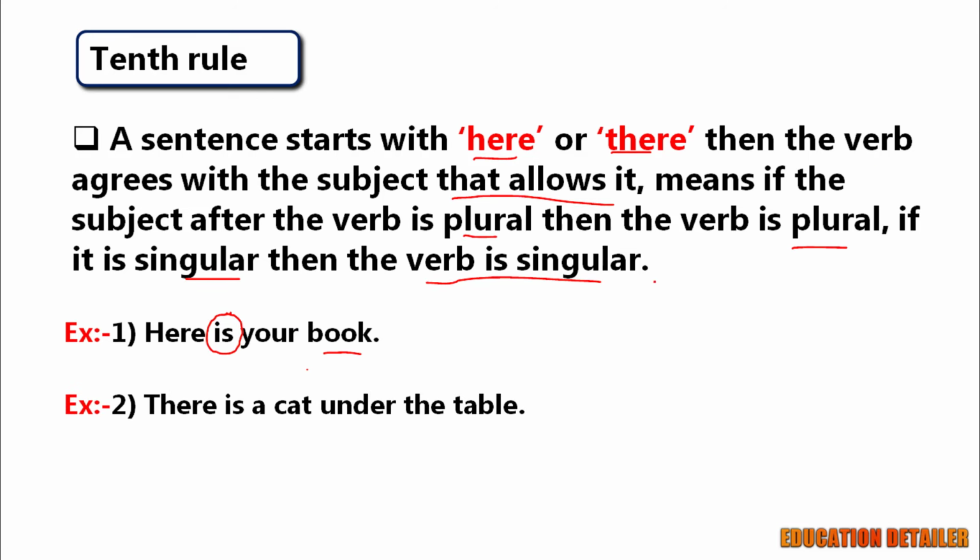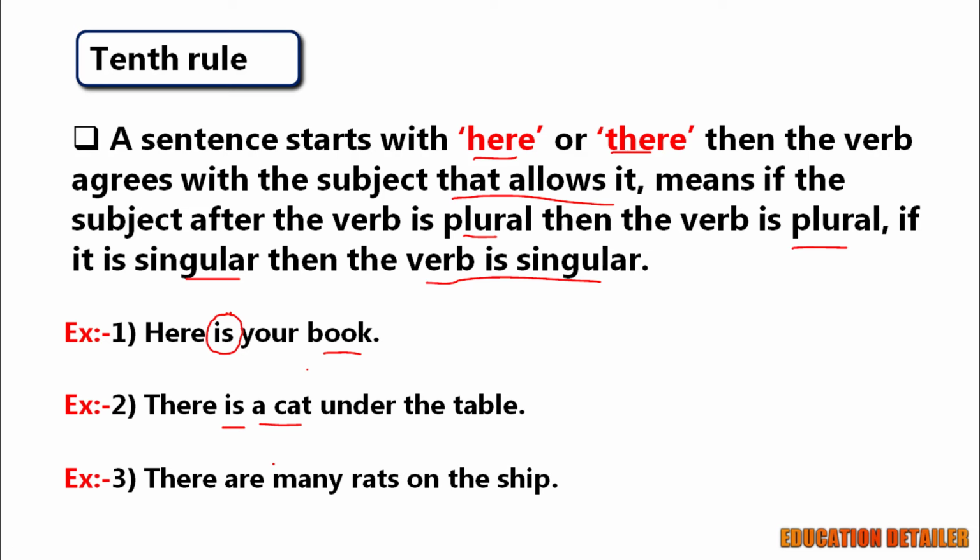There is a cat under the table. The singular subject, a cat, follows the singular verb is. There are many rats on the ship. Many rats, plural. The verb used is also plural.